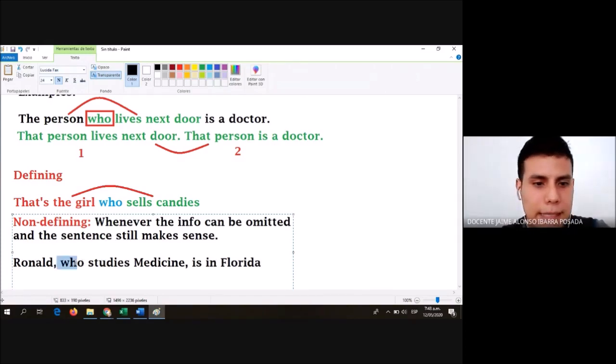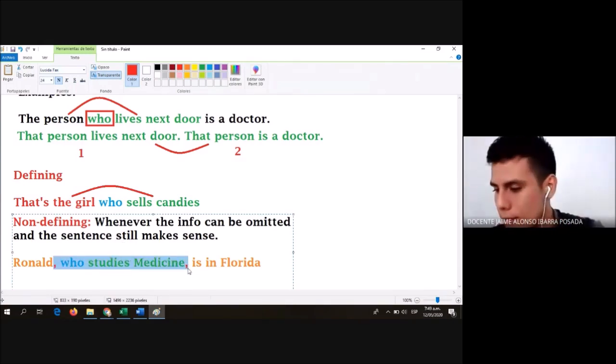Okay, what happens in here? I have the relative, which is who. I have the dependent clause, and I have an independent clause. What is important about this sentence? That we have commas. The commas are going to indicate that an information is extra and it can be omitted.